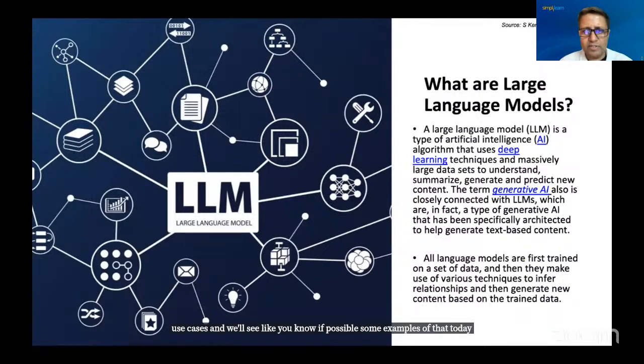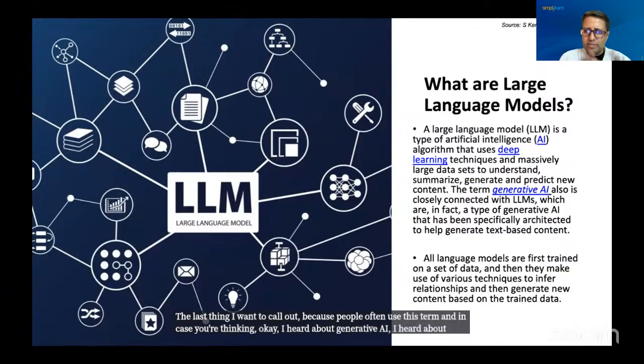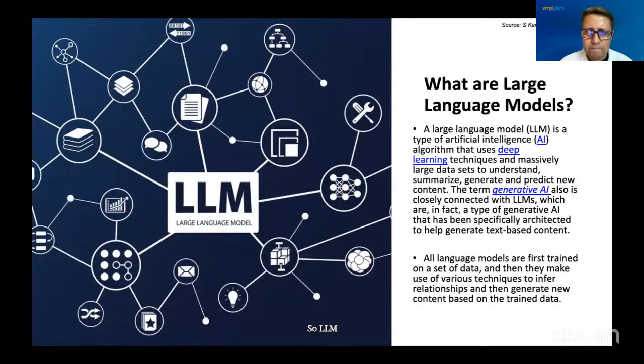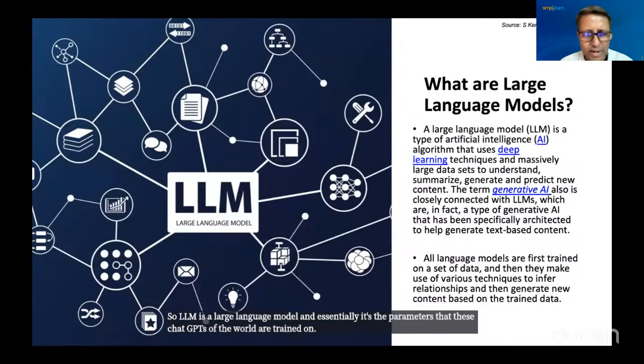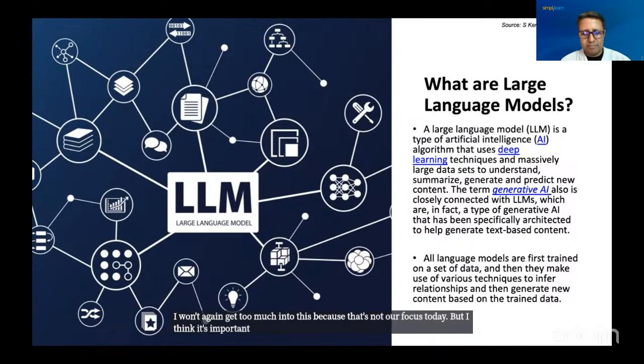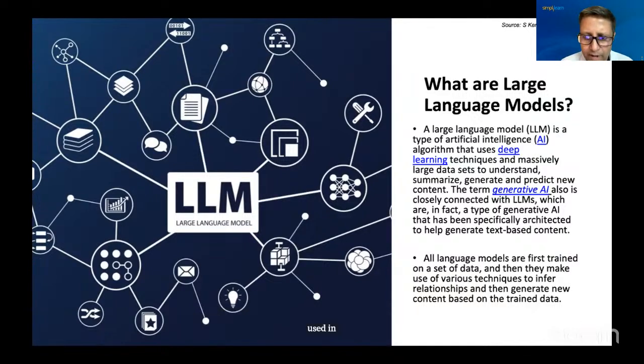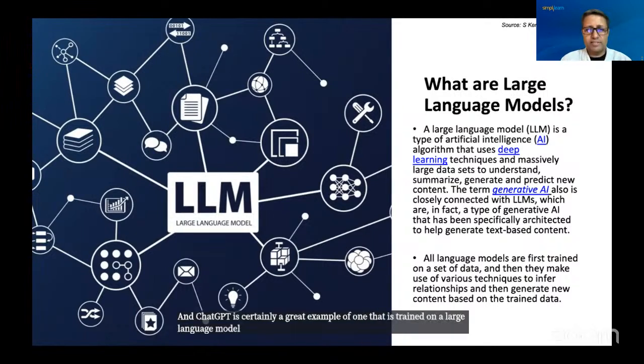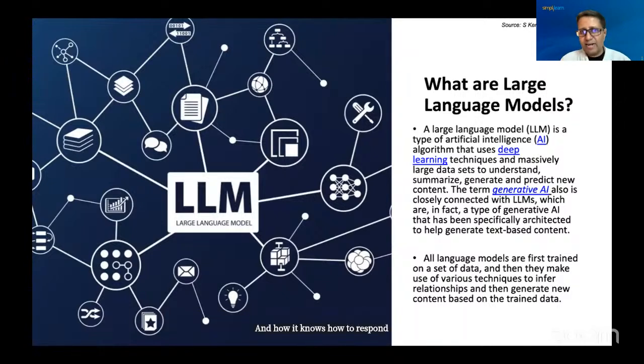The last thing I want to call out, because people often use this term, and in case you're thinking, okay, I heard about generative AI, I heard about what is GPT, but then there are also all these terms being bandied about like LLMs. What are those? So LLM is a large language model, and essentially it's the parameters that these ChatGPTs of the world are trained on. I won't again get too much into this because that's not our focus today. But I think it's important that at least you're familiar with this term in case you have heard it used in this context. And there are a lot of large language models out there today. And ChatGPT is certainly a great example of one that is trained on a large language model, and that's one of the essences of how it understands what we ask of it and how it knows how to respond in a relevant and coherent way, right?